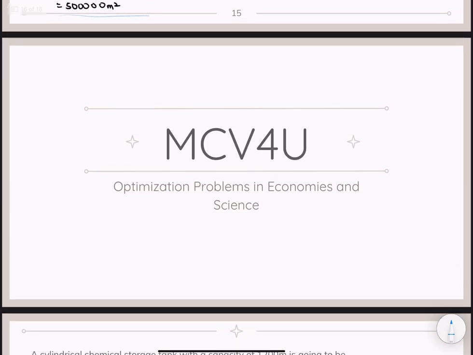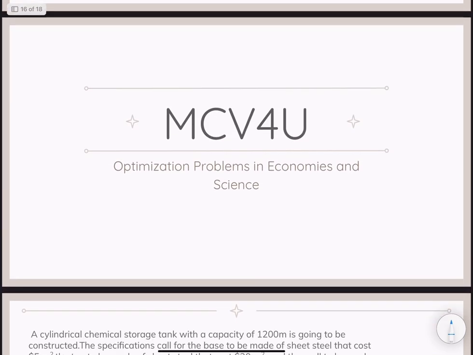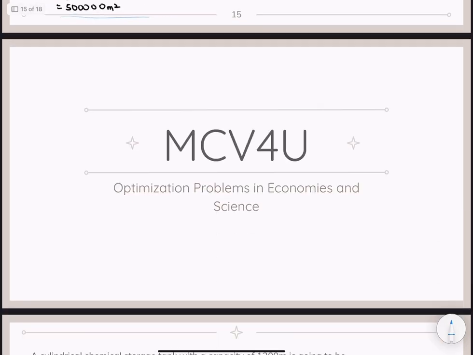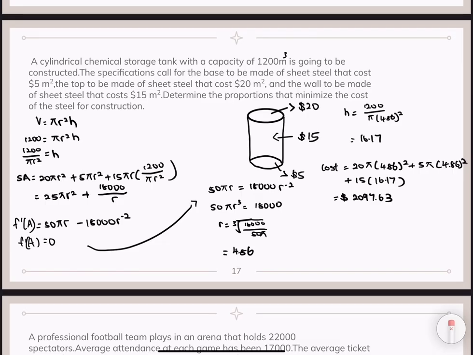And then next, I'm going to talk about the optimization problem in economics and science. So this chapter will be harder than the normal optimization questions. A cylindrical chemical storage tank with a capacity of 1200 m³ is going to be constructed.